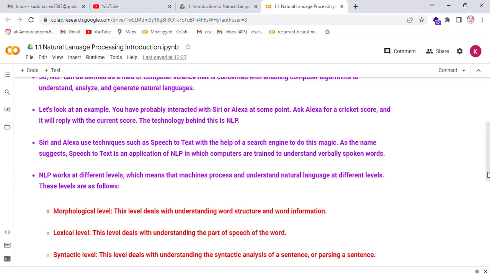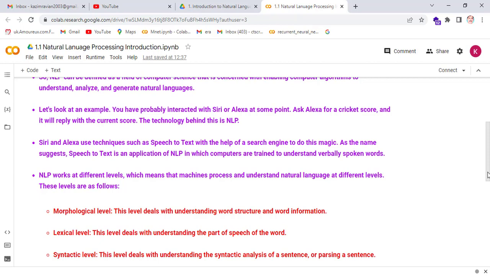Let's look at an example. You have probably interacted with Siri or Alexa at some point in your life when you use smartphones, etc. When you ask Alexa for a cricket score, it will reply with the current score. The technology behind this is NLP.